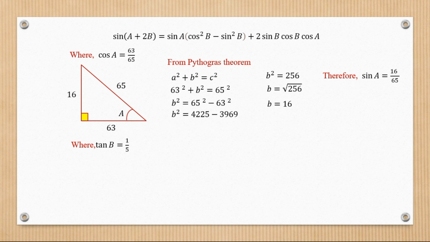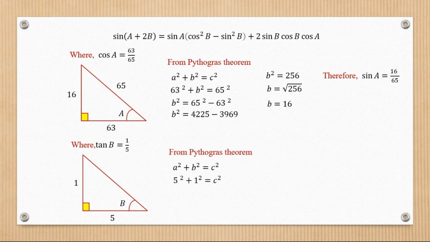Good enough, we know what tan of B is. So we're going to draw another right angle triangle where we have the angle as B, and we know that tan simply means opposite over adjacent. So that means the opposite is 1 and the adjacent is 5. So from Pythagoras theorem, we have 5 squared plus 1 squared being equal to c squared. We need to find that hypotenuse. So we'll end up having 25 plus 1, so c squared shall be equal to 26. And then the square root of that is the answer. So we'll have c being equal to root of 26.